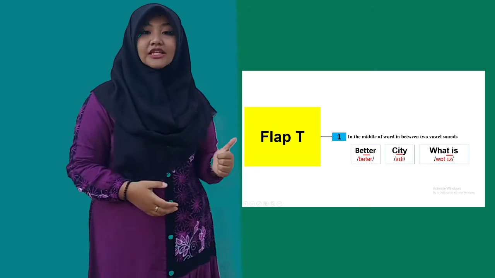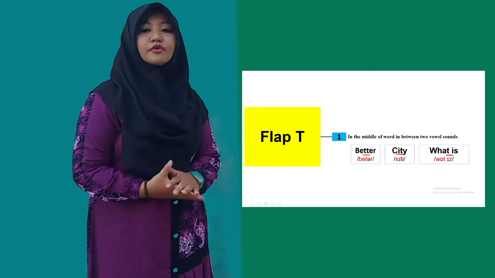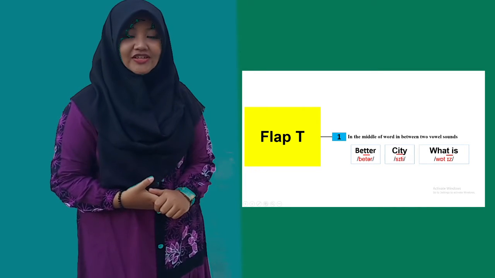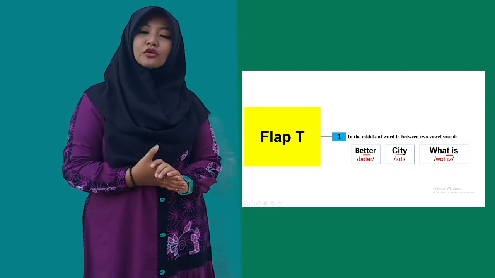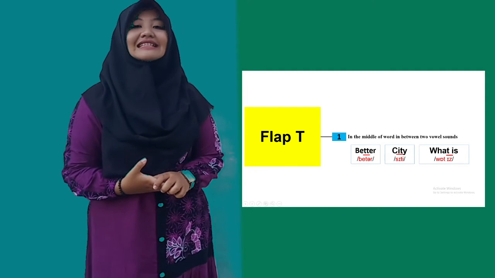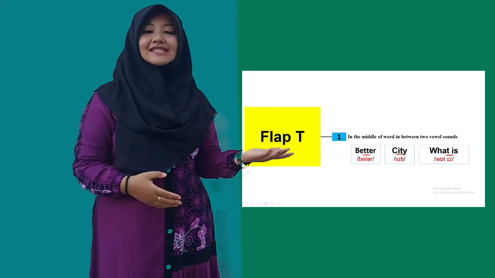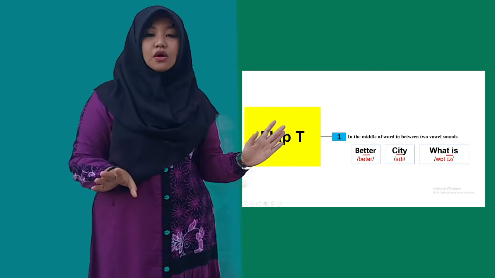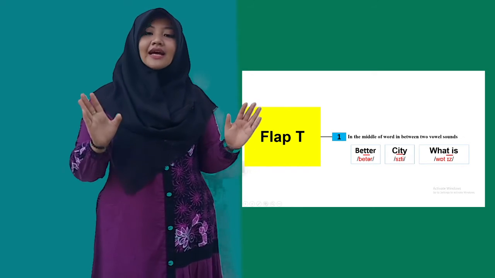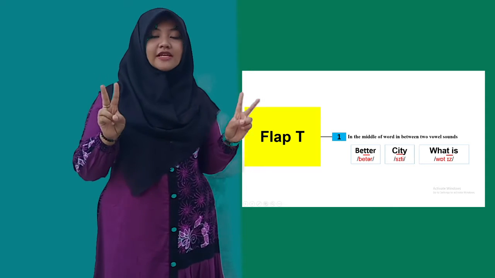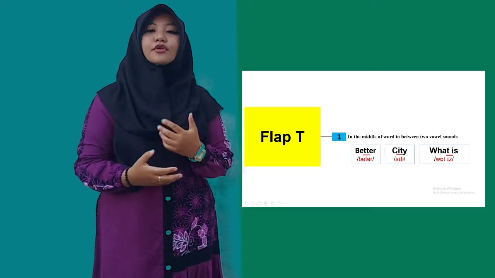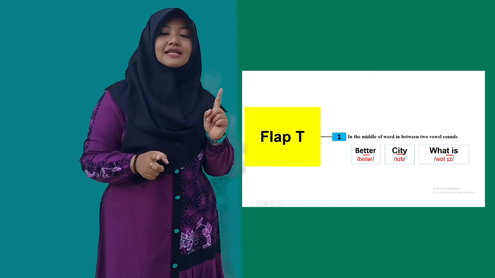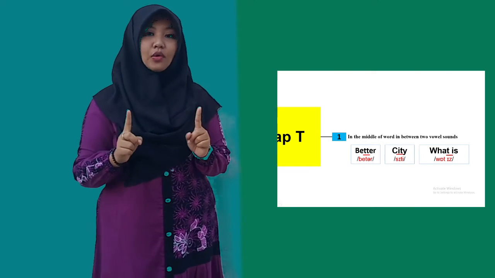For example, batter. So in America, the pronunciation of batter will be batter. Batter. Another example can also be city. City. And the next example, we will have what is, what is. Even though it is two different words, we can pronounce a flap T in it because the sound before the T and after the T is a vowel.